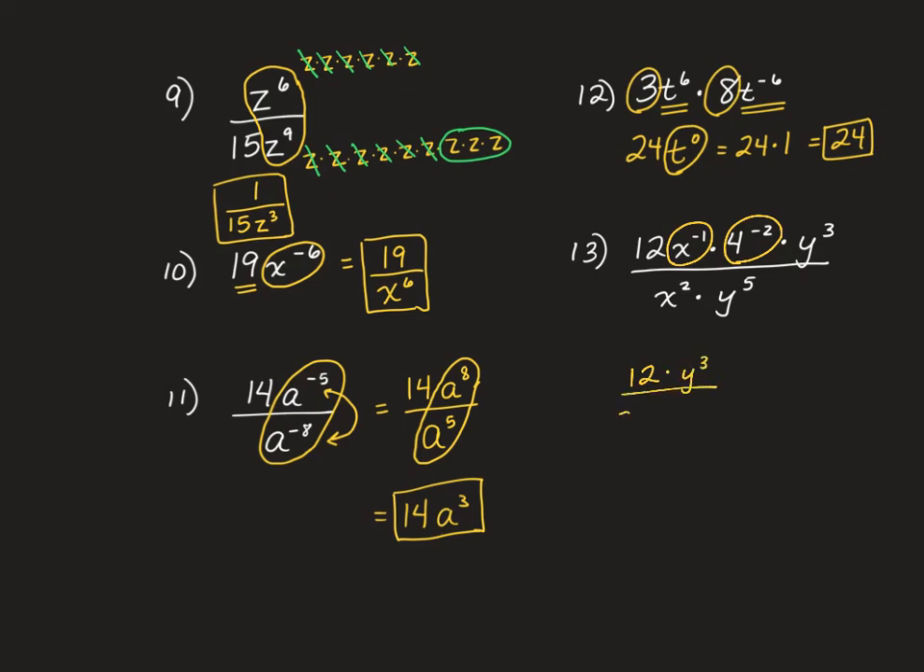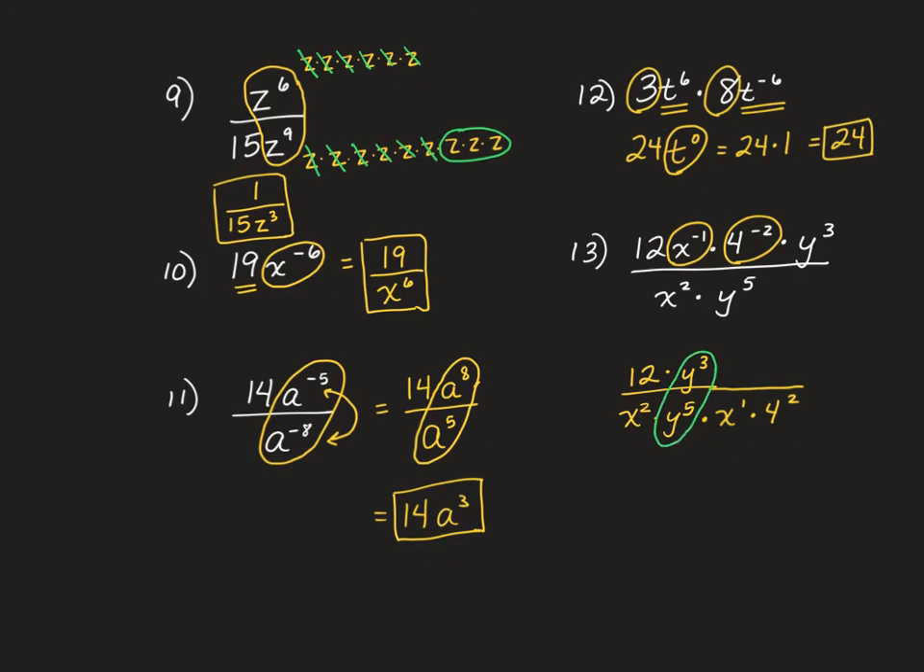Now on the bottom, I have my x squared y to the power of 5 that were already there. Now what we need to do is move these two pieces down to the denominator. So that's going to be x to the positive 1 and 4 to the positive 2. Okay, so now we can start thinking about combining these together. I'm going to start combining the like bases now.